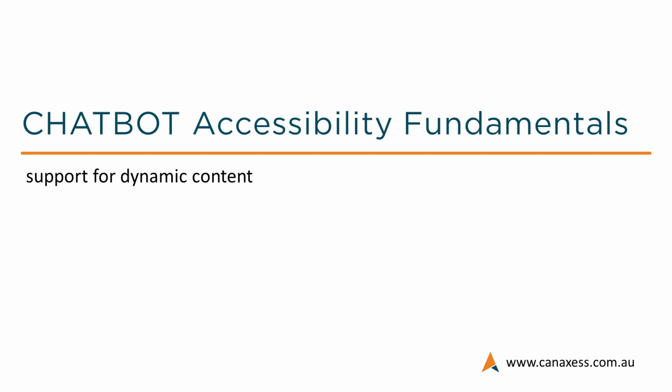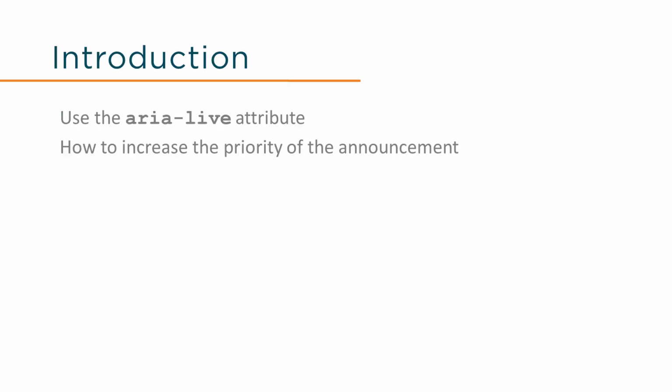In the last video, we covered how to identify the conversation. We used the aria-label attribute to provide a better name for each conversation, and we enhanced this by adding a timestamp to make it easier to understand the message history and to provide a unique name for every message. This video shows how to support dynamic content.